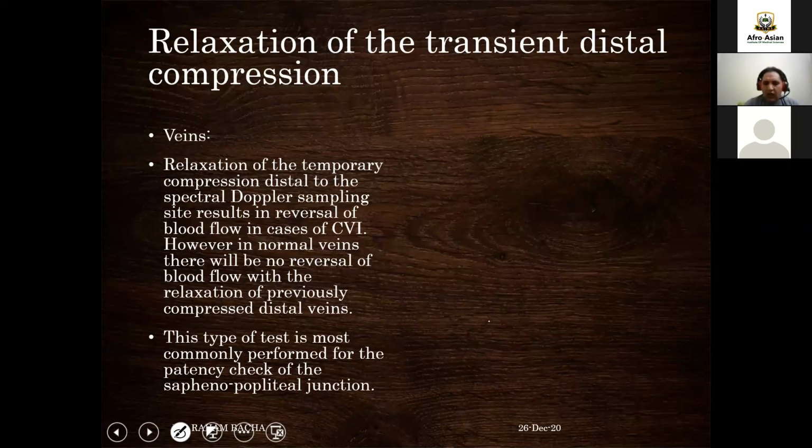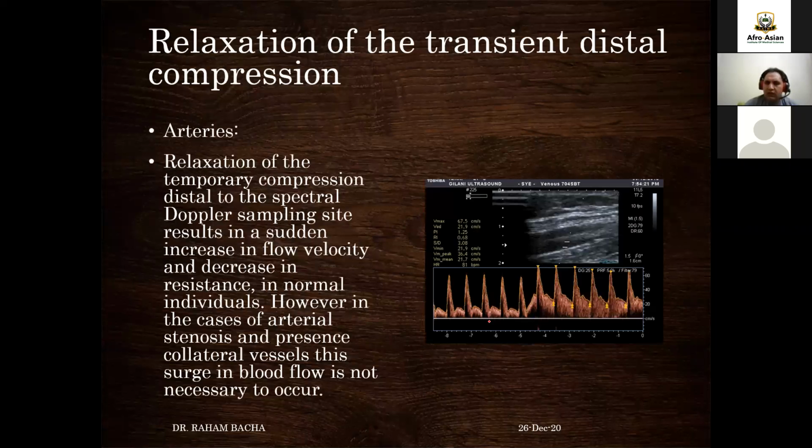At distal arterial relaxation, the effect on arteries will be such that, for example, we compress the region distal to the sampling site and we are mapping the artery. Initially there will be a resistive blood flow due to the excessive pressure, and whenever we relax it, as you can see in this image, initially there was resistive blood flow, but when it was relaxed, suddenly there is low resistive high velocity blood flow. That is due to distal relaxation.